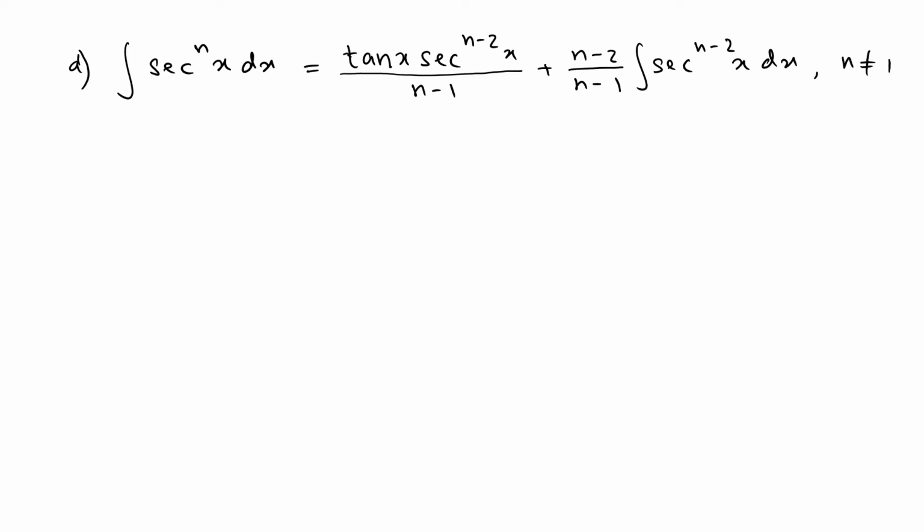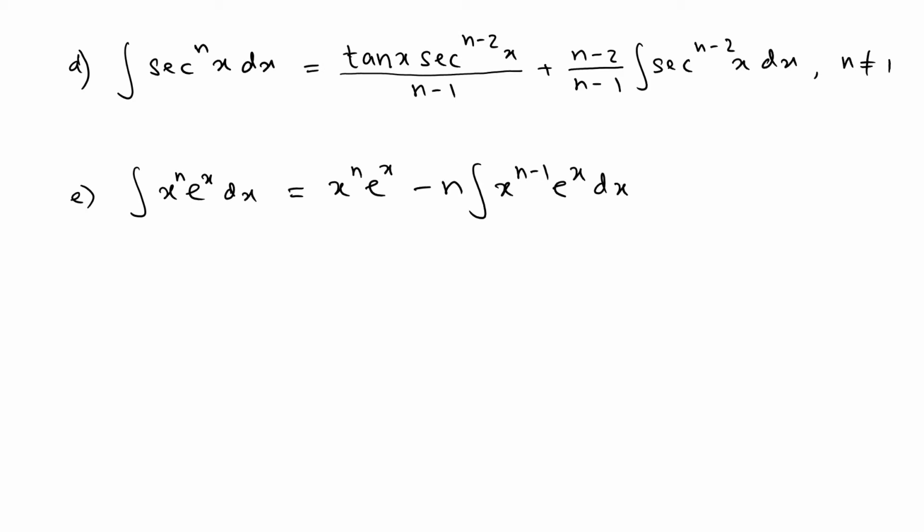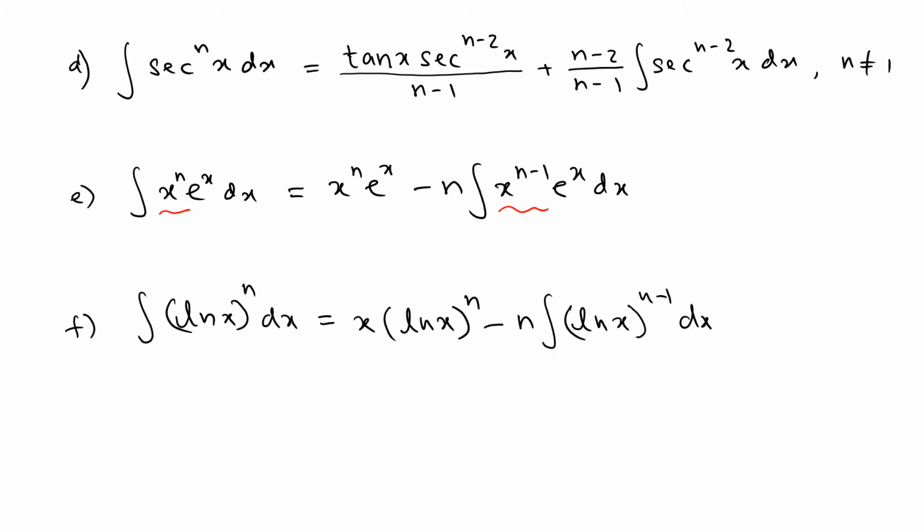Then for the power times exponential, the integral of x^n e^x dx equals x^n e^x minus n times the integral of x^(n-1) e^x dx, and you can see that x^n becomes x^(n-1), so the power goes down by one. And as the last one, the integral of (ln x)^n dx equals x (ln x)^n minus n times the integral of (ln x)^(n-1) dx, and you can see that the power of ln now became n-1.